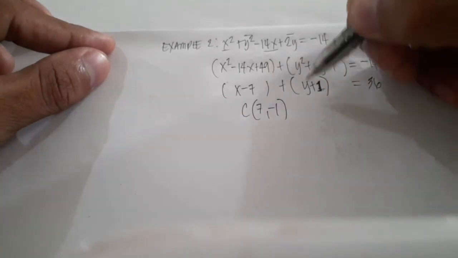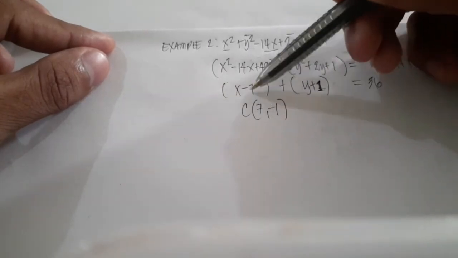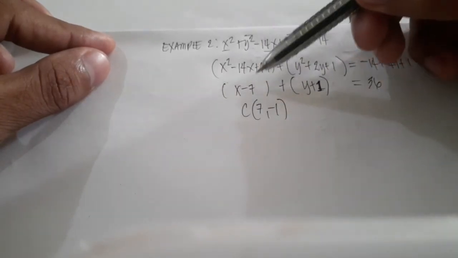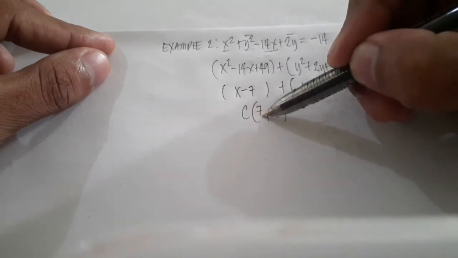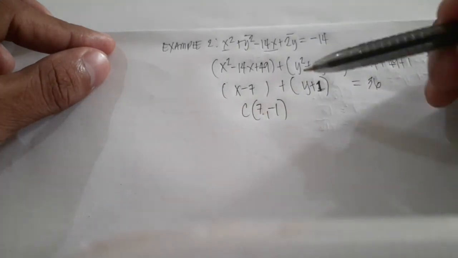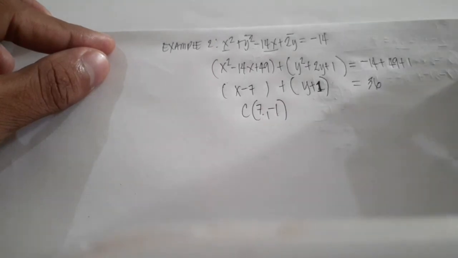Just change the sign from this quantity to this quantity. So if your h here is negative, it will become positive on the actual value. Okay, if it is positive here, it will be negative.